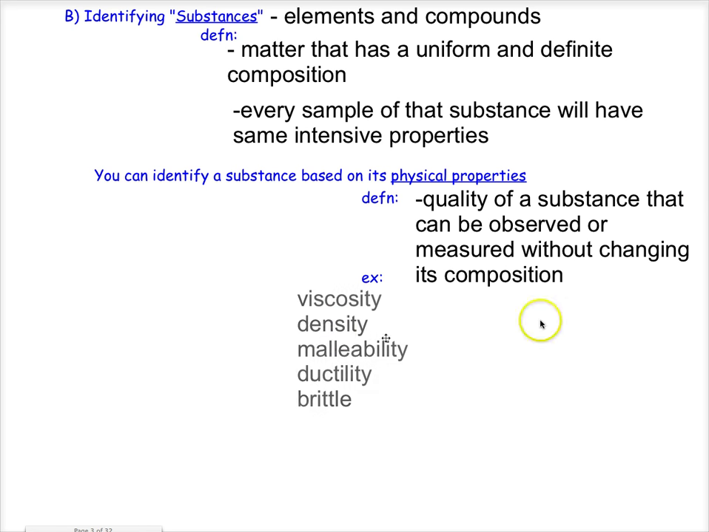Examples of physical properties: viscosity, how thick something is when it's a liquid; density, how much matter is packed within a given space; malleability, how bendable it is; ductile, how stretchable it is; and brittle, how easily it can break.